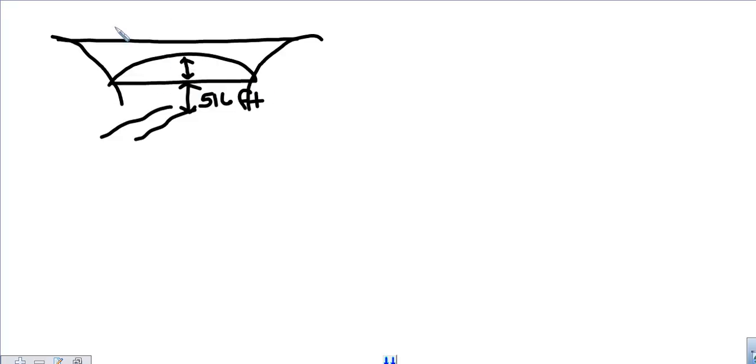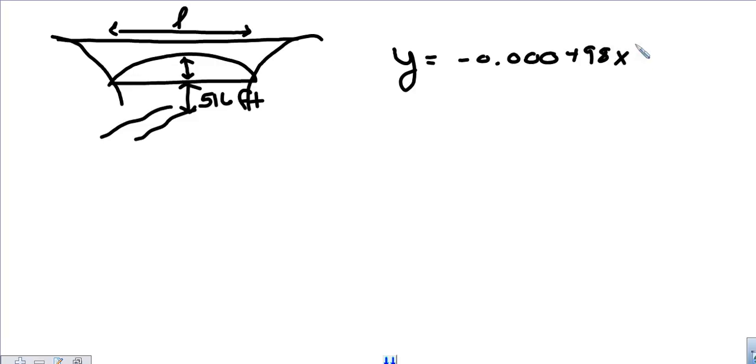And then we want the length of the span that's above the arch. So we're looking for this length right here. Now, in order to find that, I need to tell you something else. I need to tell you that you can model the arch of this bridge with the quadratic y equals negative 0.0000498x squared plus 0.847x. So when we are solving this, we're going to need to use that equation.